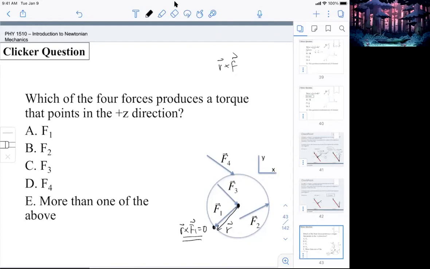How about F4? F4 is going to push it, it's going to rotate clockwise or counterclockwise. Clockwise, very good. So F4 gives you a negative z hat for the torque. F2, you can see that it's going to push it counterclockwise, right? So F2 is going to give you a z direction for the torque. So B is correct. Very good.